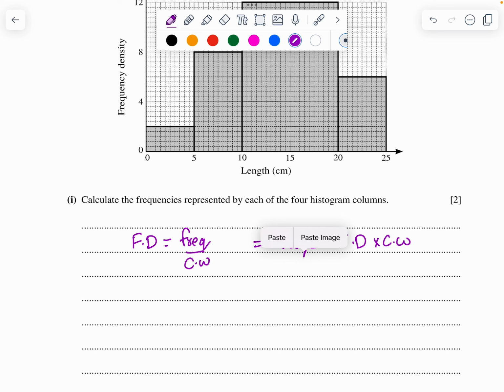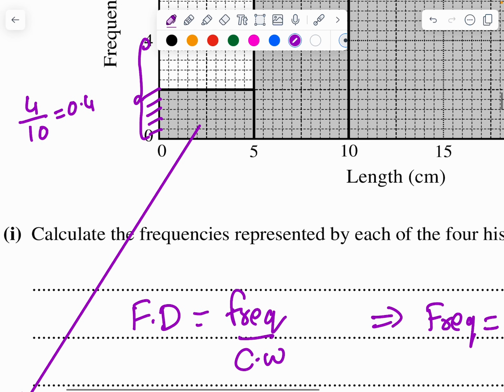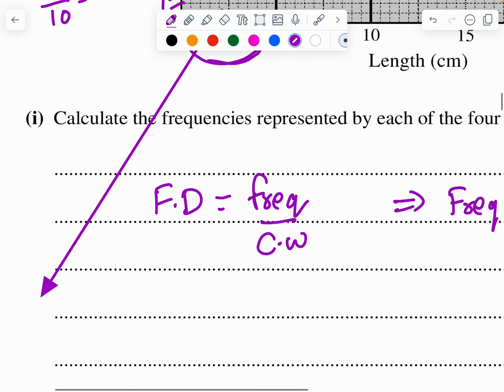Now over here, for the first case, what is the class width? This is 4, right? The gap is 4 and this is 10. So each one is 0.4: 0.4, 0.8, 1.2, 1.6 and 2. And the class width is 5. So 2 times 5, which is going to be 10.